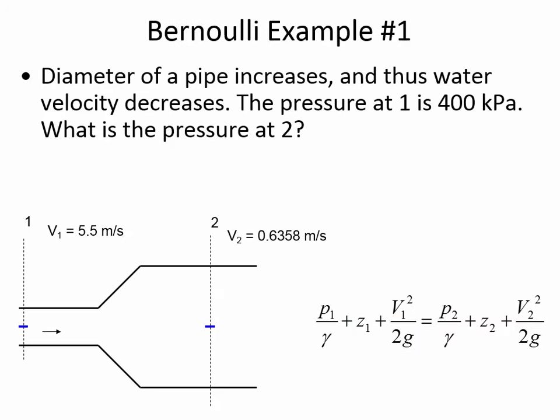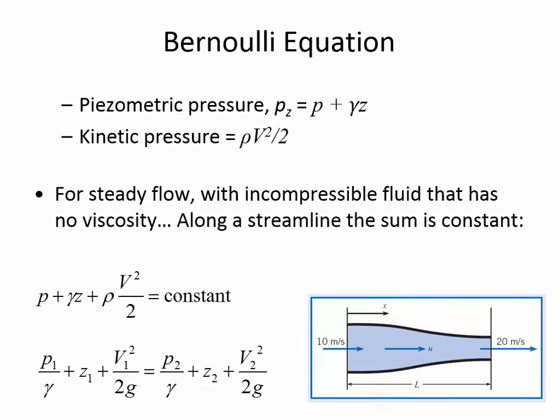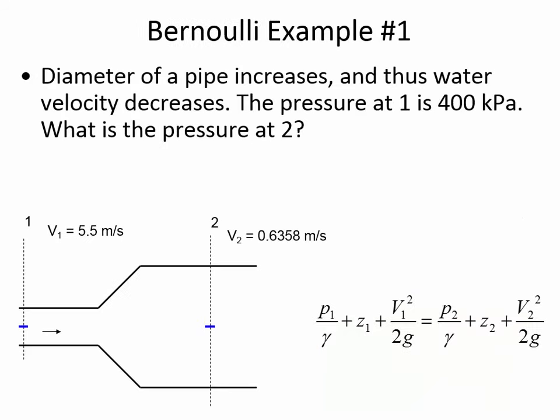So let's try that out. This one was a contraction. This was a pipe contraction. This is a pipe expansion. And what I'd like you to do is consider, here at location 1 we have 5.5 meters per second. Here at location 2 we've got 0.6358 meters per second, and we know the pressure at 1. That's given, 400 kPa. I'd like you to see if you can find the pressure at 2.